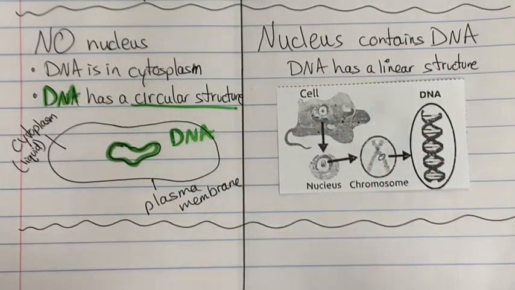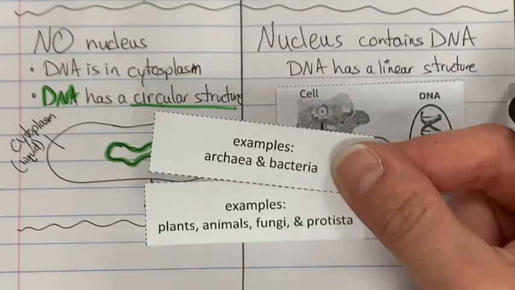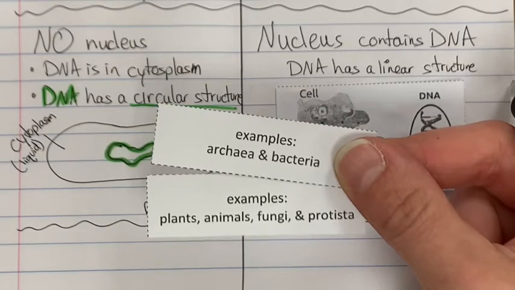Now, our last two little pieces of paper. Archaea, bacteria, or plants, animal, fungi, and protista.